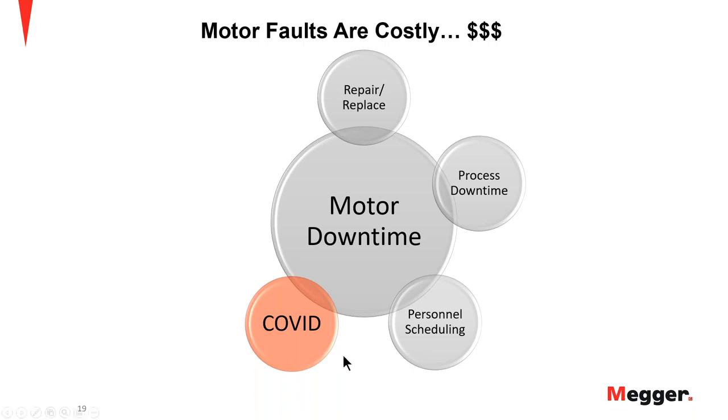When we have this added piece in the mix, it makes personnel scheduling very difficult, and it also raises the cost because we're having to do sanitizing out in the field. You're having to check personnel before they come on location. So this adds a whole new cost to motor faults or motor failures. And in the end, it pretty much eats up the bottom line on profits, and everybody suffers. So we try to minimize this motor downtime.